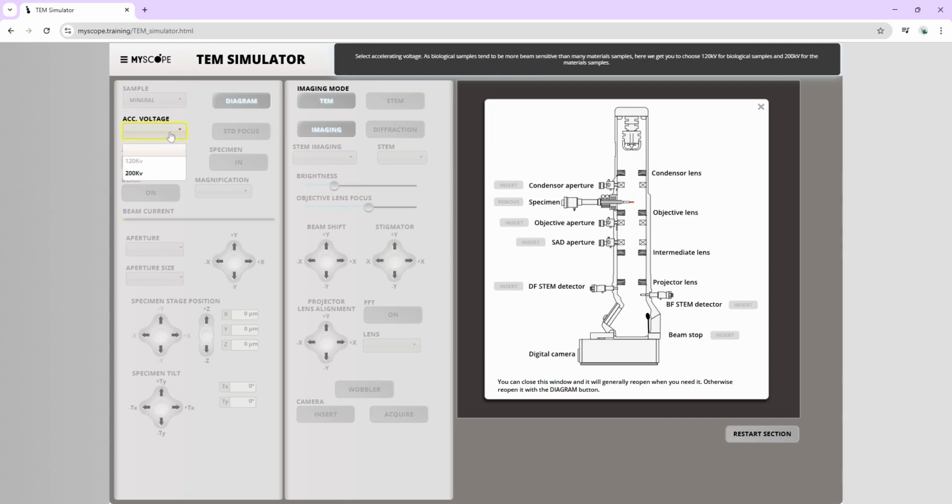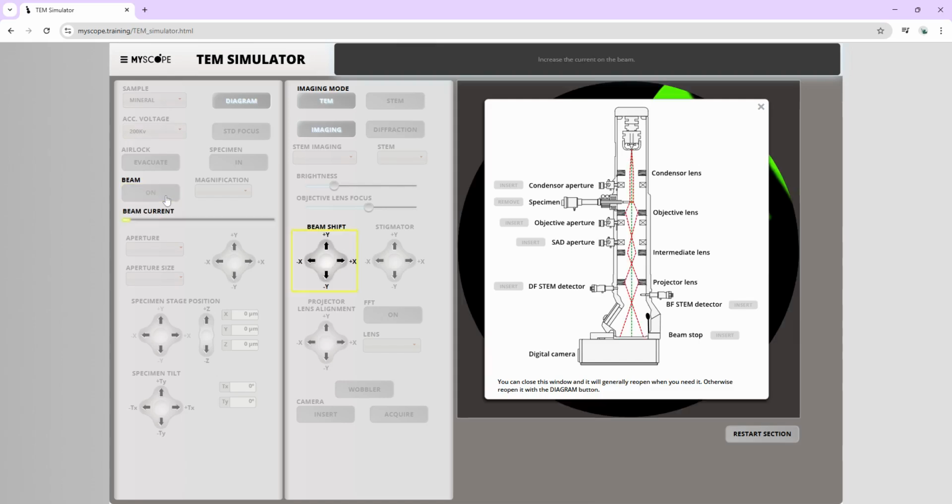We can choose the different acceleration voltages and turn on the beam. Here we can see that the beam is being emitted from the electron gun and it's being turned into a uniform beam by the condenser lens. It passes through the sample, and then the objective lens brings that to a focus to create the image. There are several other lenses in this simulator because this is a modern electron microscope. The projector lens is what magnifies the image onto the screen at the bottom.